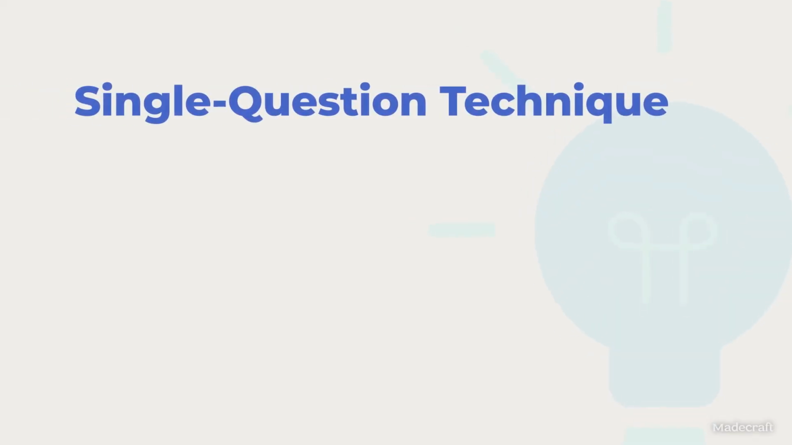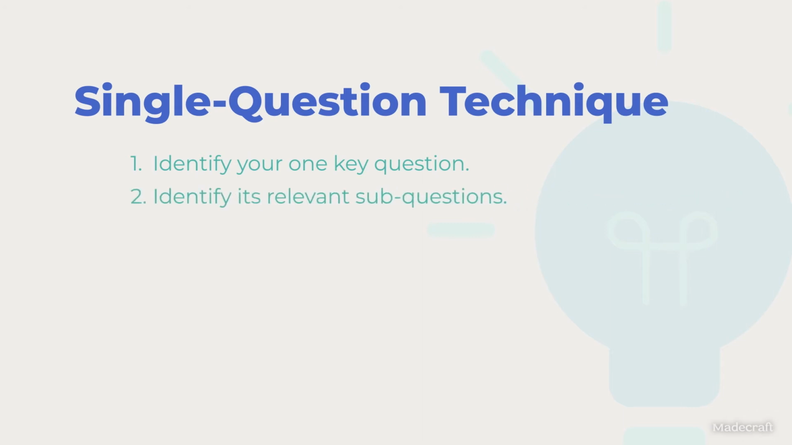Another helpful structure for decision-making is the single question technique developed by Larson. Like the nominal group technique, the single question technique is useful when time is short. These 5 steps include: 1. Identify the single question that the group needs to know to accomplish its purpose. 2. Identify the sub-questions that must be answered in order to answer the single question.